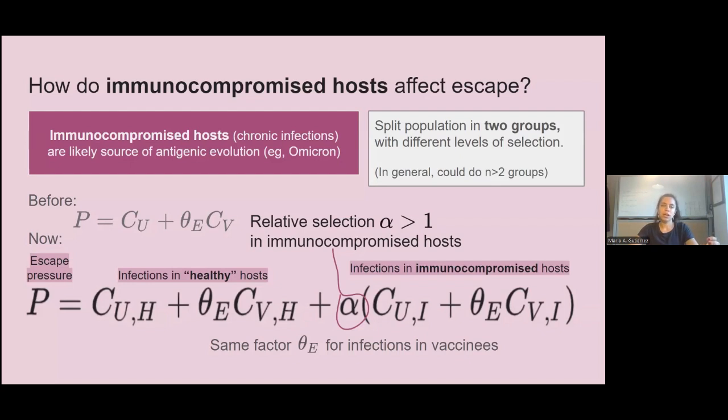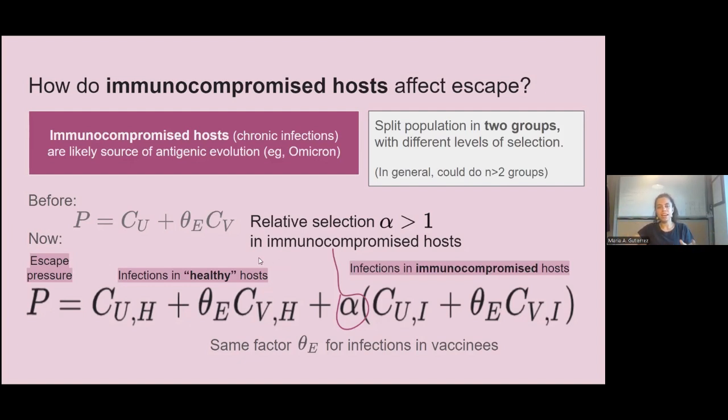And so just like we were thinking, okay, maybe vaccinated individuals contribute more to selection, then it might be true, independently of vaccination status, that some hosts, like vulnerable immunocompromised hosts, contribute more to selection. And so to address this, I split my population in two groups: the vulnerable hosts and the healthy hosts, or immunocompromised hosts and healthy hosts. And I still have vaccination. So overall, there are 4 different groups.